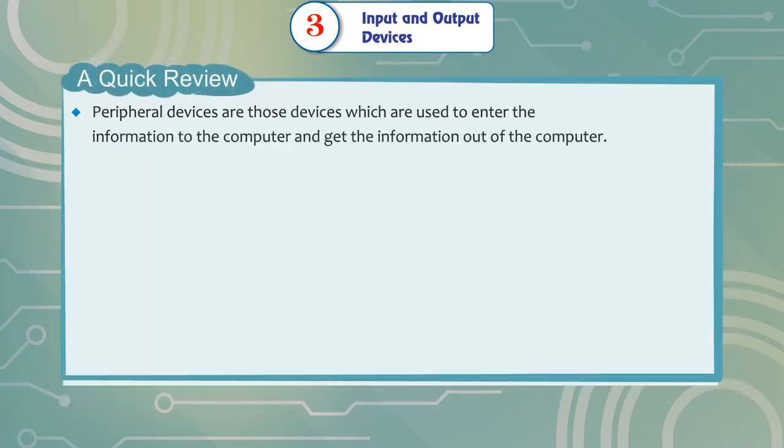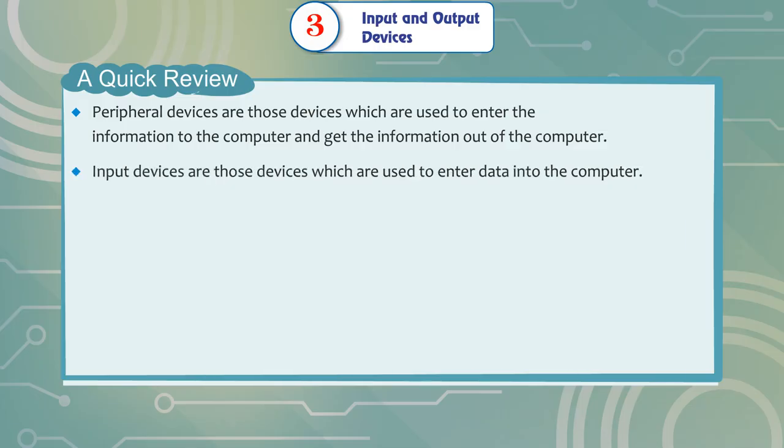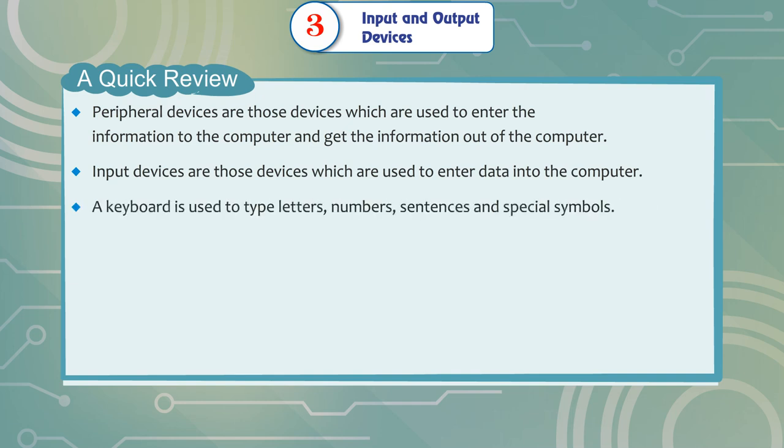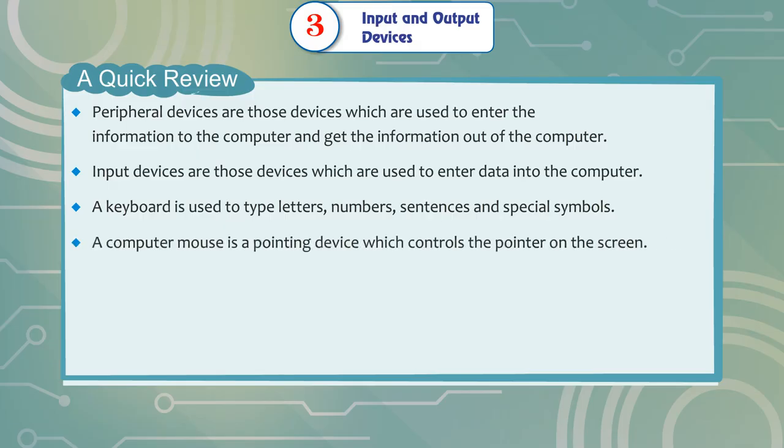A quick review. Peripheral devices are those devices which are used to enter the information to the computer and get the information out of the computer. Input devices are those devices which are used to enter data into the computer. A keyboard is used to type letters, numbers, sentences, and special symbols. A computer mouse is a pointing device which controls the pointer on the screen.